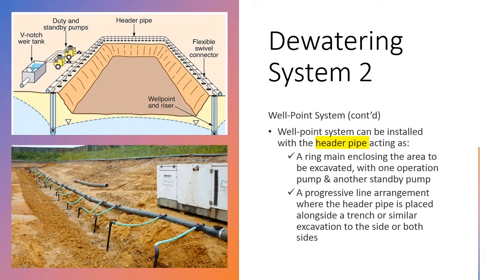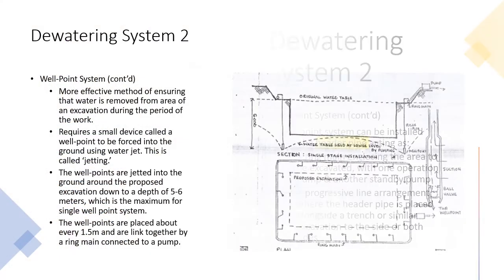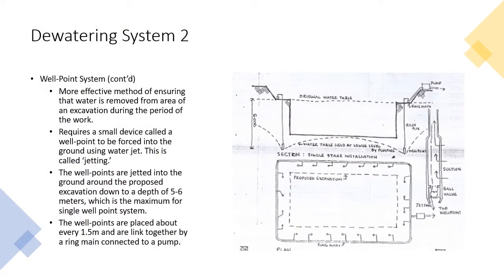Well point system can be installed with the header pipe. This is the header pipe that connects these well points. So it will collect water from there. A ring main enclosing the area to be excavated with one operation pump and another standby pump. This is the operation pump and then we have a standby pump. A progressive line arrangement where the header pipe is placed alongside a trench or similar excavation to the side or both sides. Well point system is a more effective method of ensuring the water is removed from the area of the excavation during the period of the work.